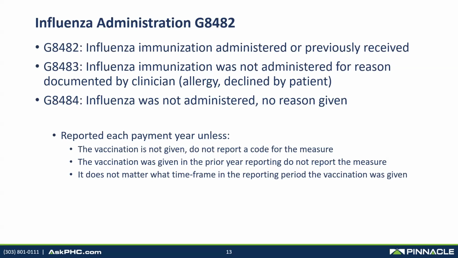Again, at the bottom, I've given a little bit more clarity on reporting each payment year. So it should be reported each payment year unless the vaccination is not given. So we should not report a code for the measure if the vaccination was given in the prior year reporting, and it does not matter what time frame within that reporting year or reporting period that the vaccination was given.